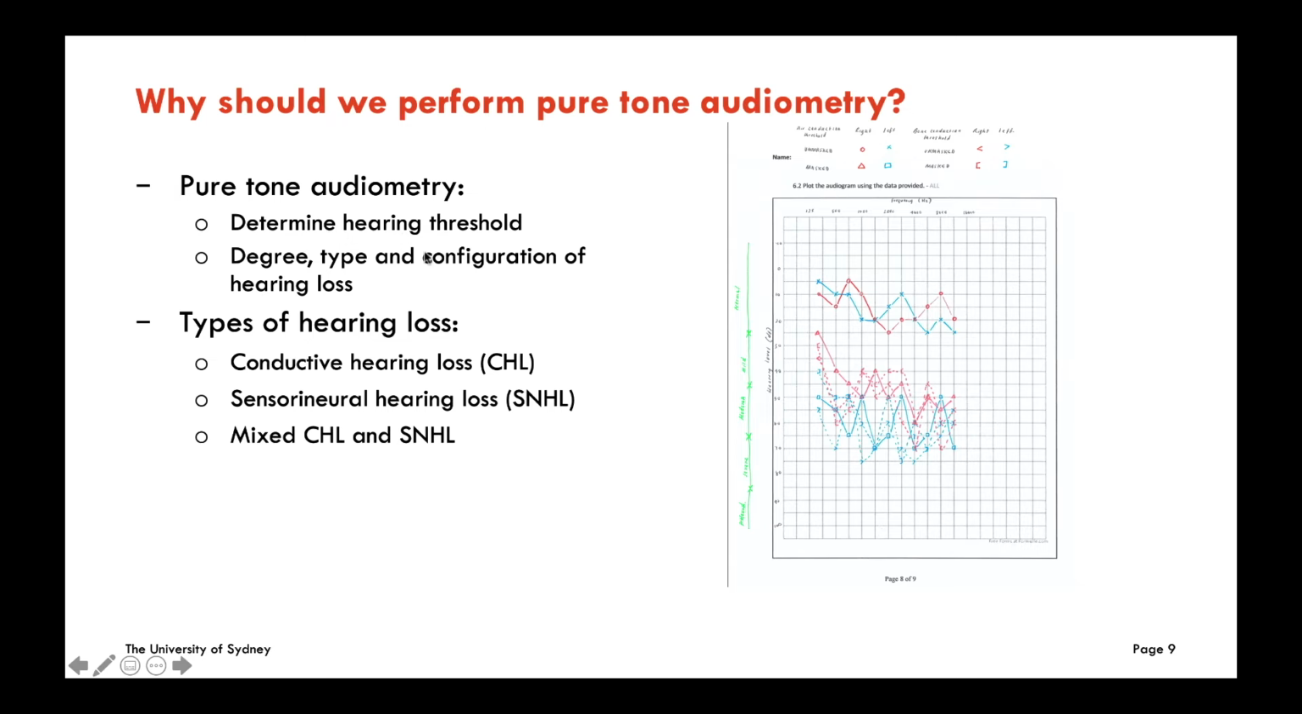Pure tone audiometry helps us determine from which particular frequency we lose the hearing threshold, and within which range. So it can be mild, moderate, severe, or profound. It also helps us determine the degree of hearing loss, as we've mentioned. We can quantify whether it's mild, moderate, or severe. And more importantly, it helps us distinguish whether it's conductive hearing loss or sensorineural hearing loss.